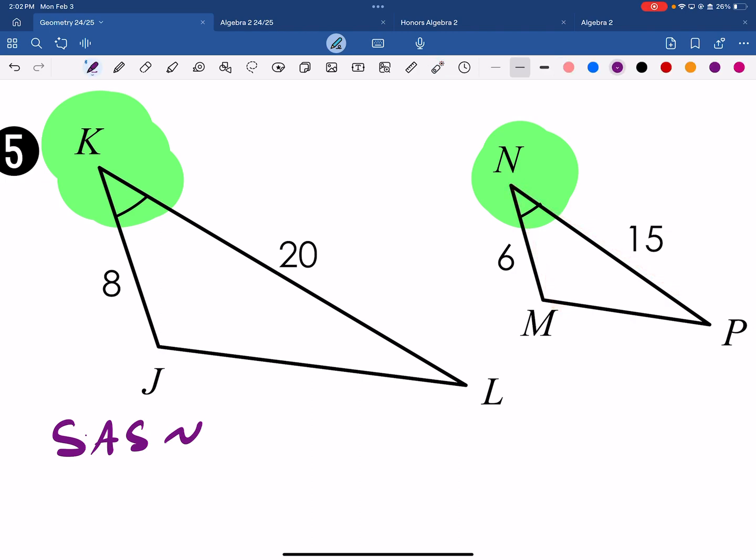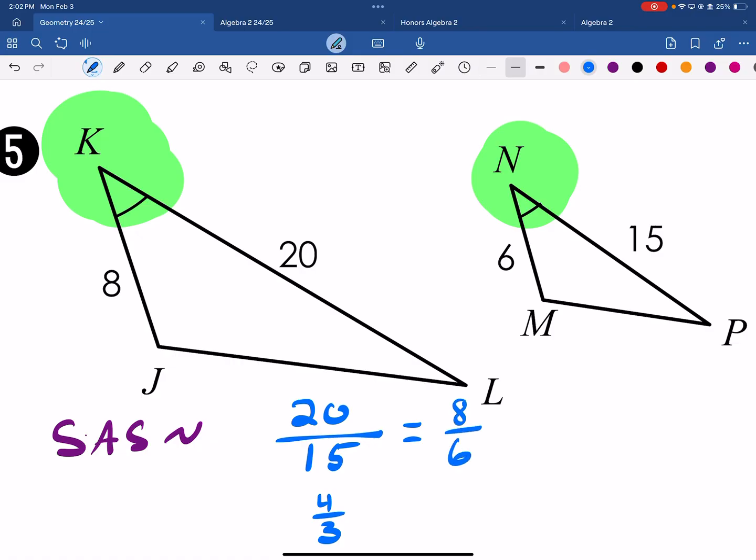Now the sides have to be proportional. So it doesn't matter what order you do it. I tend to like to do largest over largest. So 20 over 15. And I reduce that. They're both divisible by 5. So that reduces to 4/3. That has to equal 15 over, why'd I put 8? Let's try this again. This has to equal 8 over 6.